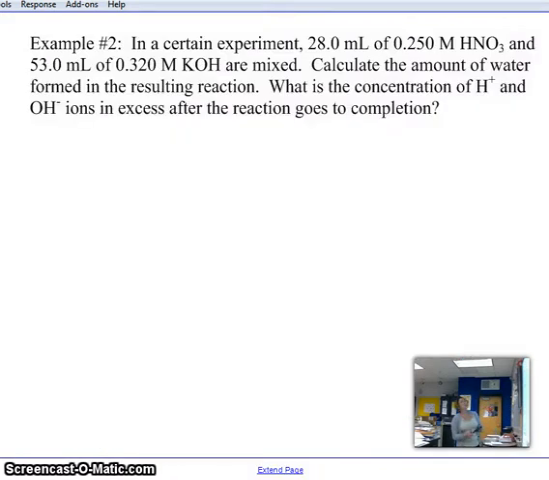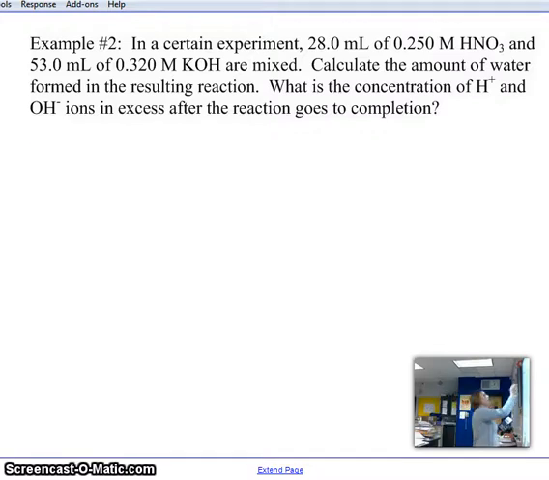All right, in a certain experiment, 28 mils of 0.25 molar HNO3 and 53 mils of 0.32 molar KOH are mixed. Calculate the amount of water formed in the resulting reaction. What is the concentration of H plus and OH minus ions in excess after the reaction goes to completion? Probably both are not going to be in excess. Maybe. I doubt it. We'll see.